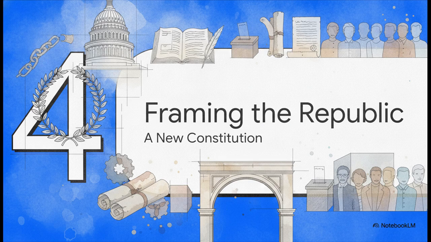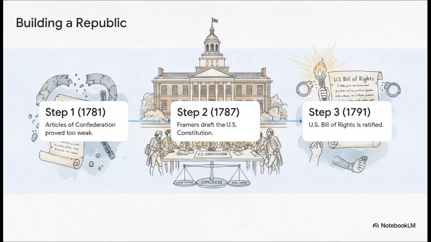From Confederation to Constitution. Winning the war? Well, that was actually just half the battle. Now they had to figure out how to govern. Their first attempt was the Articles of Confederation in 1781, but it proved to be fundamentally weak. It gave Congress no power to tax or even regulate trade.